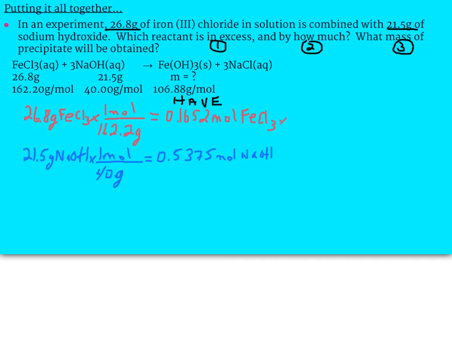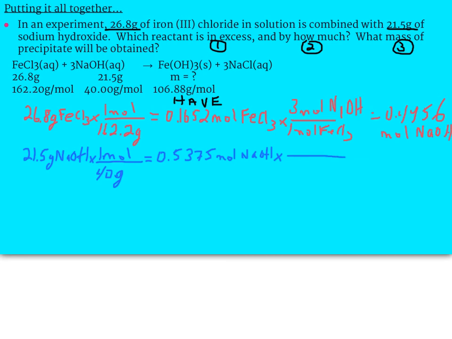So on the top here, I am going to use my mole ratio. I'm going to say that I know that I have 1 mole of FeCl3 for every 3 moles of NaOH. And that means that I'm going to take my 0.1652 and multiply it by 3, and I am going to get 0.4956 moles of NaOH.